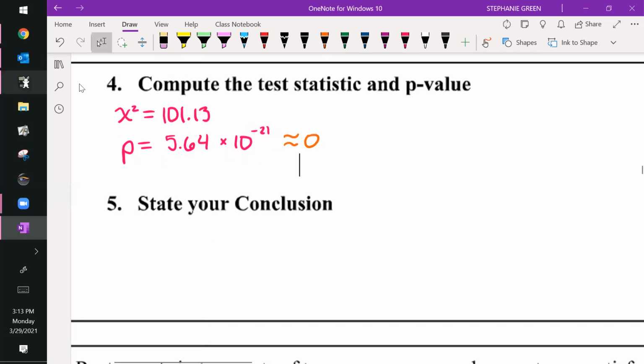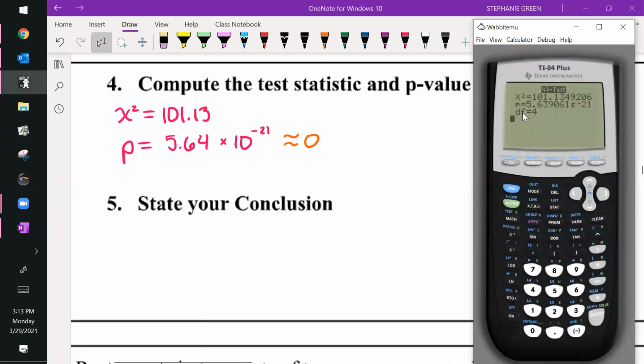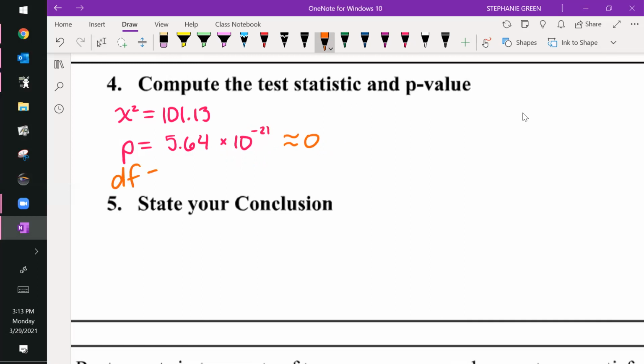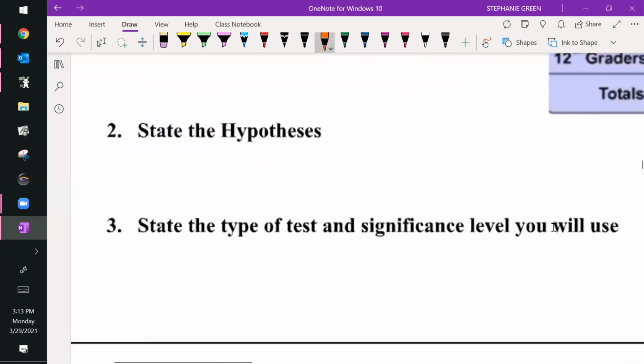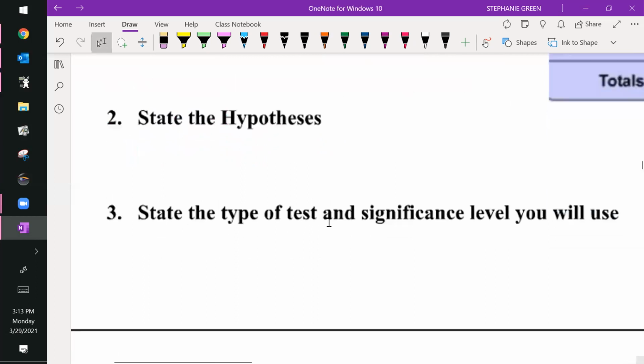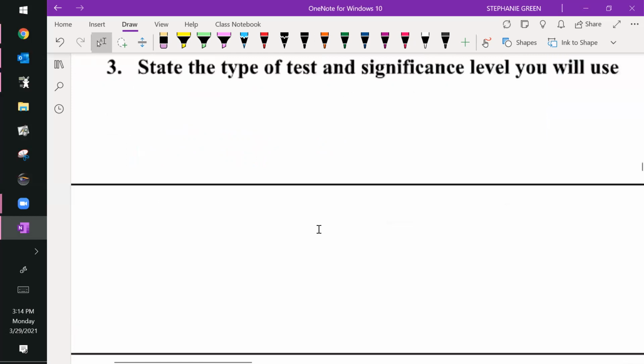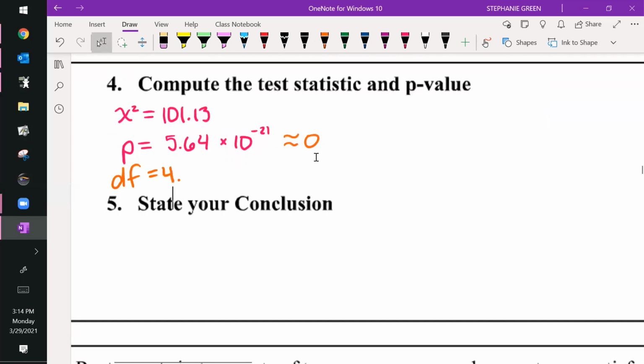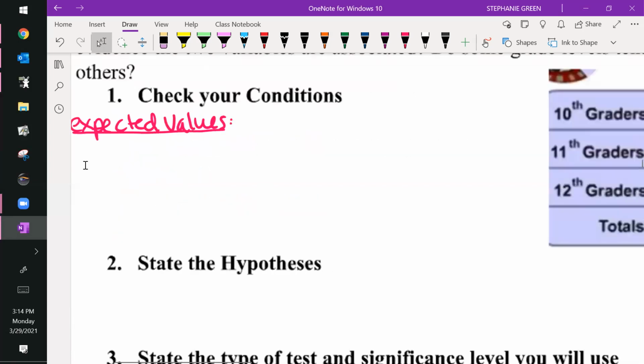Okay, and then the other thing my calculator gives me, my DF is 4. I like to state my DF when I'm stating the type of test that I'm going to do, because it tells the reader which type of chi-square distribution that we're looking at. Remember, there's a different one for each DF. Okay, so now that I have that information written down for future use, let's go ahead and go back to step 1.